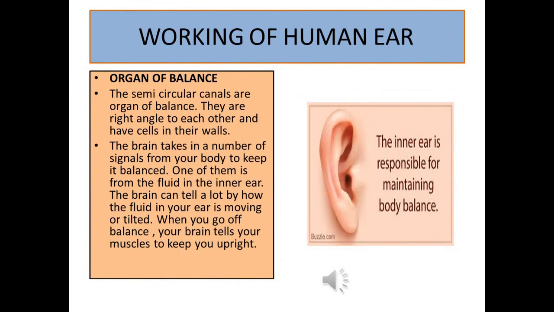Now we will discuss that our ear is the organ of balance in our body. The semicircular canals are the organ of balance. They are right-angled to each other and have cells in their walls. The brain takes in a number of signals from your body to keep it balanced. One of them is from the fluid in the inner ear. The brain can tell a lot by how the fluid in your ear is moving or tilted. When you go off balance, your brain tells your muscles to keep you upright.